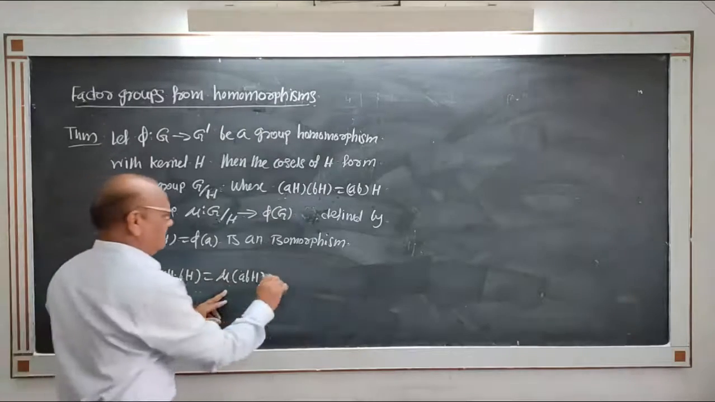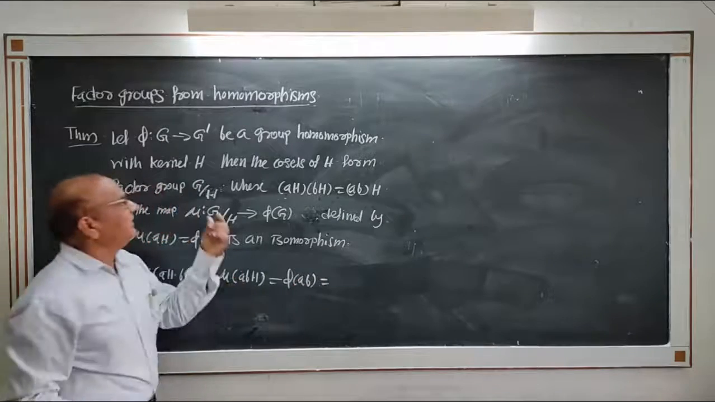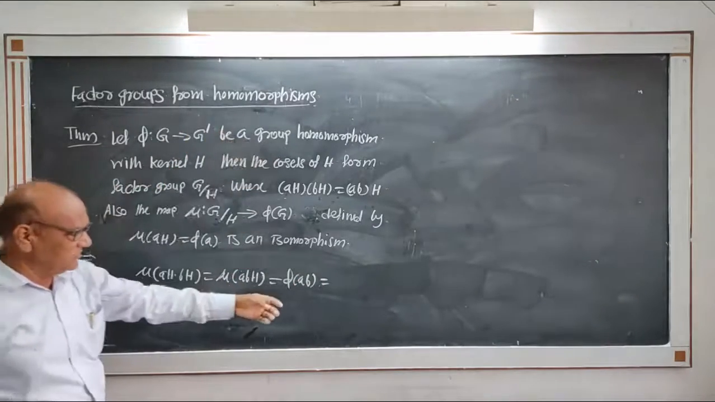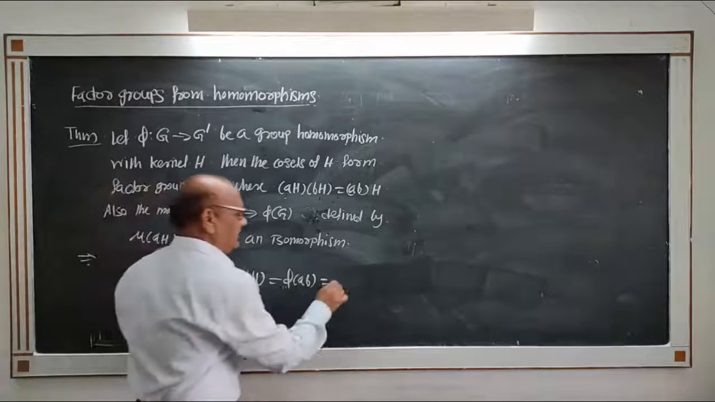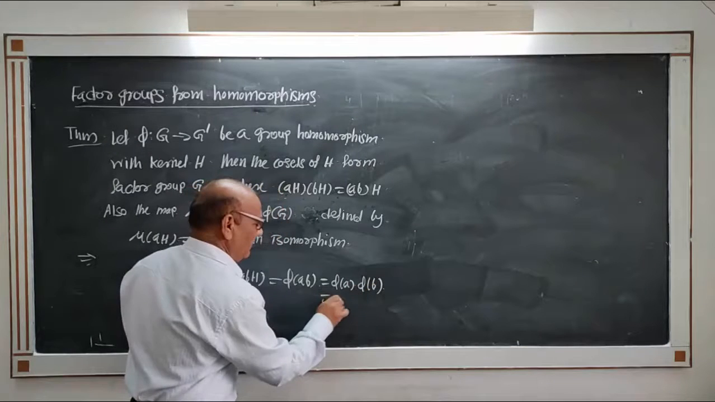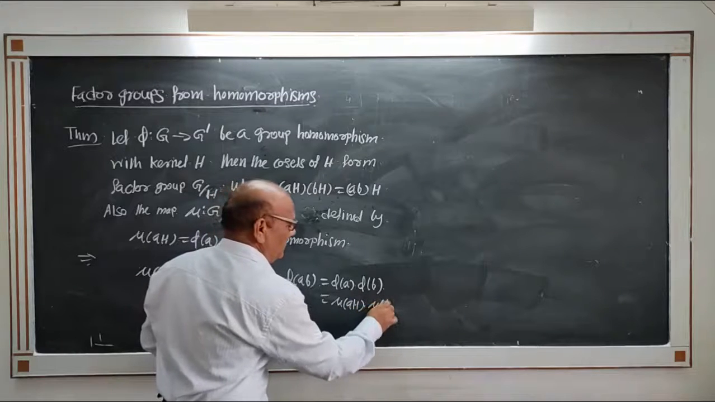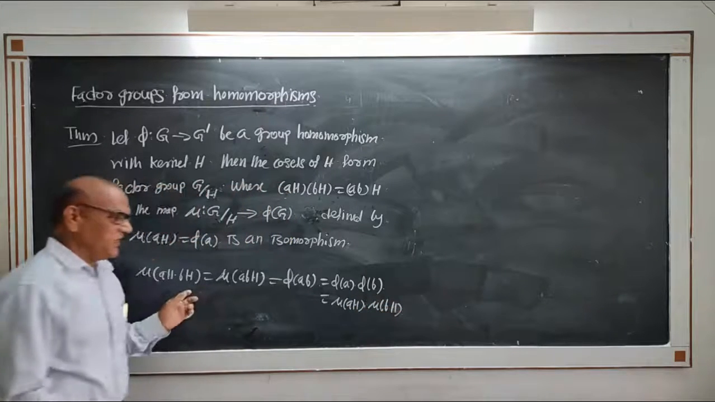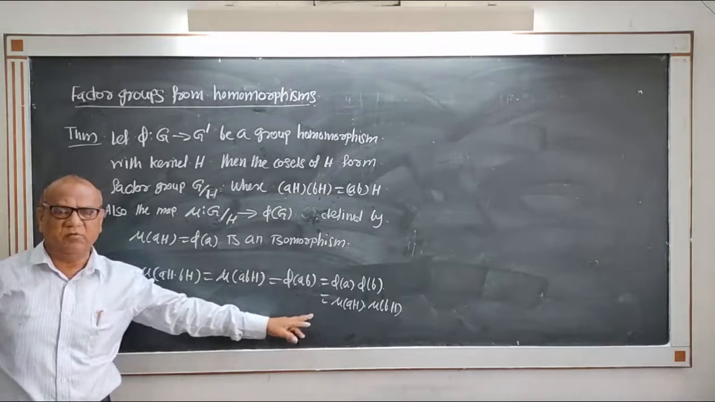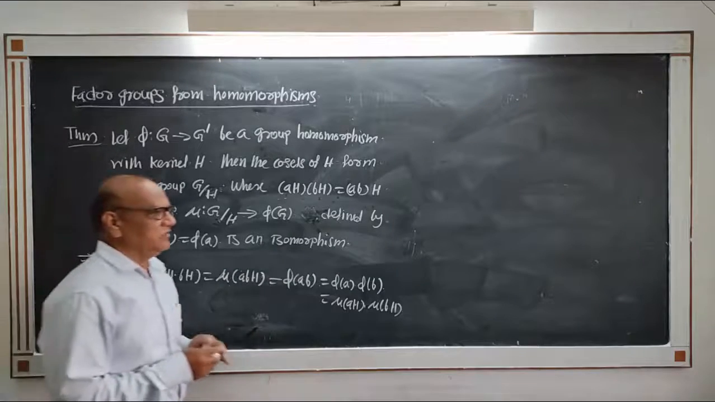Now the image of this is phi of AB, but phi is a homomorphism. So this can be written as phi of A into phi of B, by the homomorphic condition. Phi of A means mu of AH, phi of B means mu of BH. That means mu satisfies the homomorphic condition. Now to show mu is 1-1 and onto.